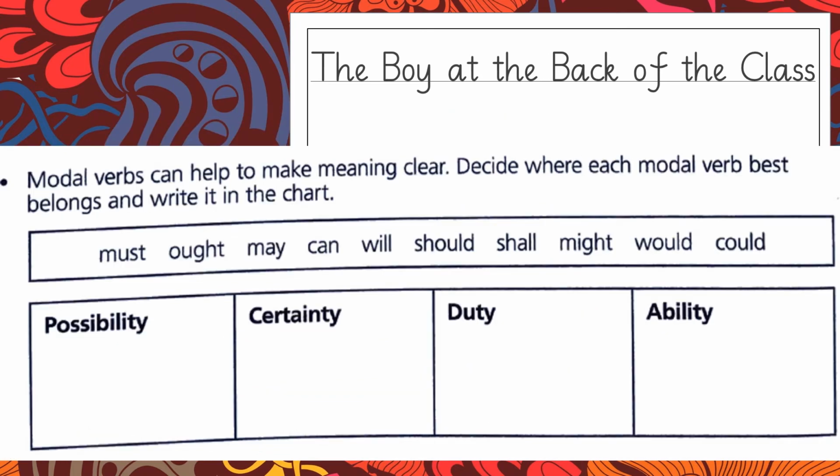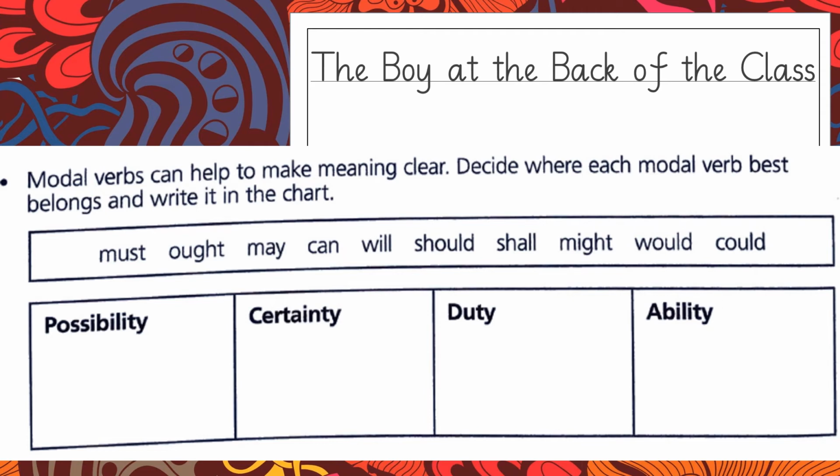Okay, and then we've got, these are called modal verbs. These are words that you use all the time. So modal verbs can help to make meaning clear. Decide where each modal verb best belongs and write it on the chart. Again, you don't have to draw a box. Just make sure that you're in 4 clear categories and name them.